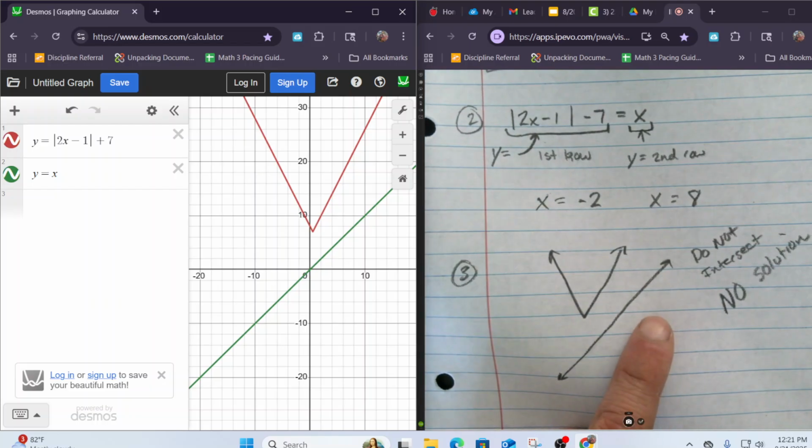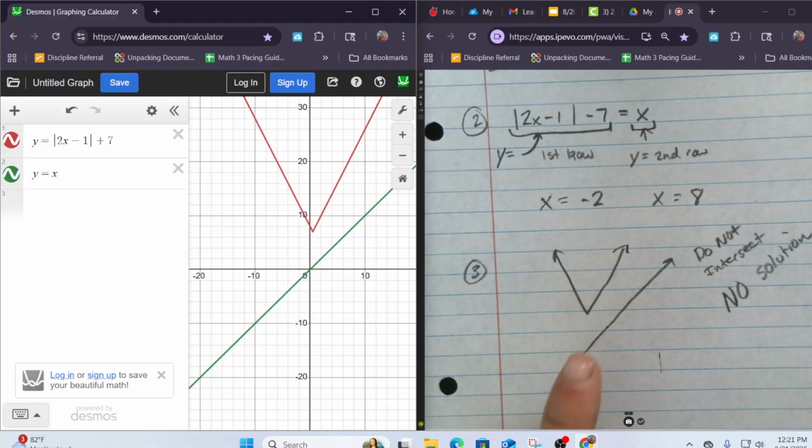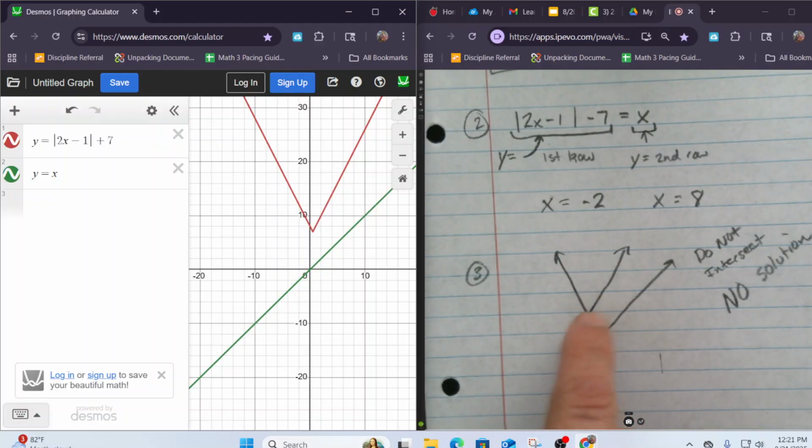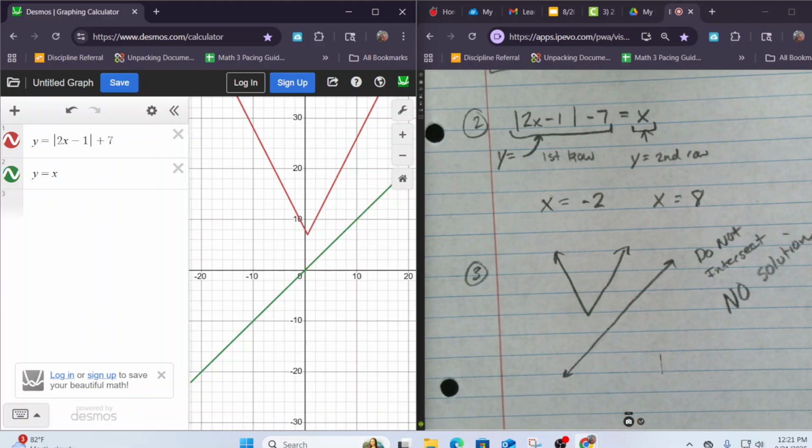Maybe put that on your note card or something. If you're trying to figure out what to put on there, put that. If they don't cross, it's just no solution. You may have one of these, or you may not. The ones I've seen have always been the ones with the sloped line.